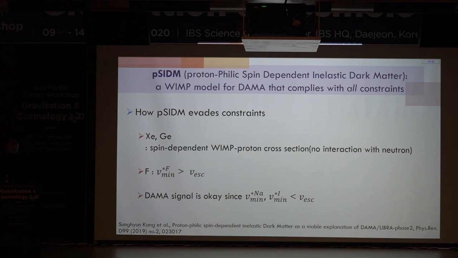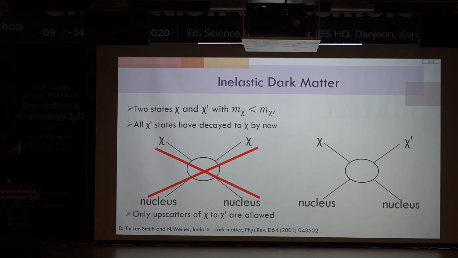The most problematic bound is obtained by xenon, germanium, and fluorine. While the spin of xenon and germanium originates from an unpaired neutron, both sodium and iodine have an unpaired proton. It implies that if dark matter interacts with ordinary matter via proton spin coupling, we can evade these bounds from xenon and germanium. On the other hand, fluorine has an unpaired proton too. It means that only a proton-philic interaction is not enough. In order to evade this fluorine bound, we propose inelastic dark matter.